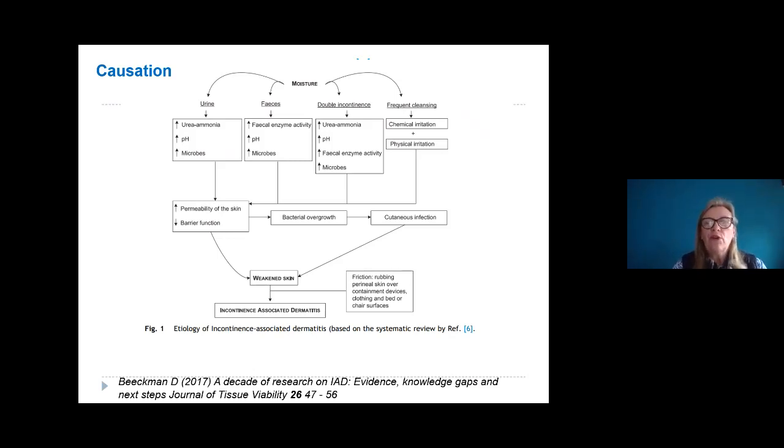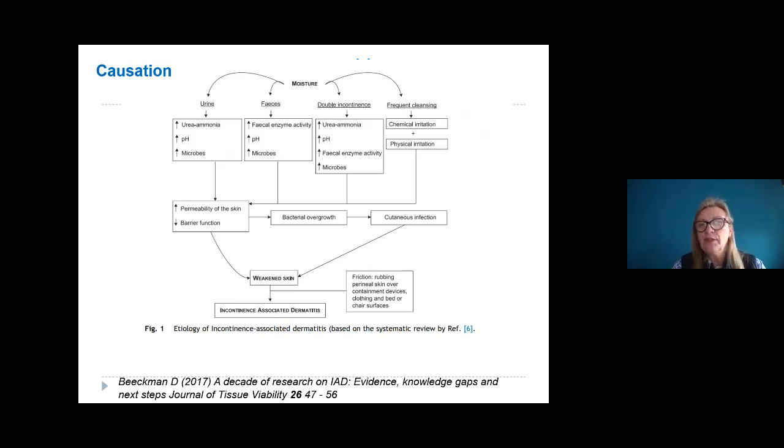So when we think about urine, we know we've got urea, which converts to ammonia when it's exposed to air, increases the pH and increases the amount of microbes. With feces, you've got fecal enzyme activity, those very degrading enzymes that start to break the skin down. Again, you've got a high pH and increase in microbes. And you can put all those together and get double the problem.